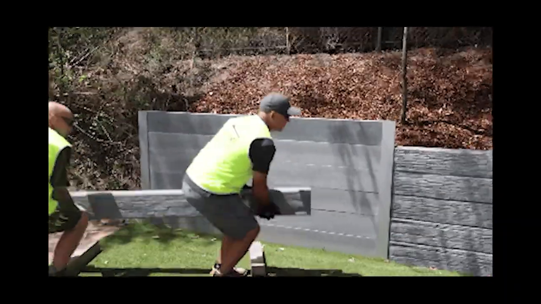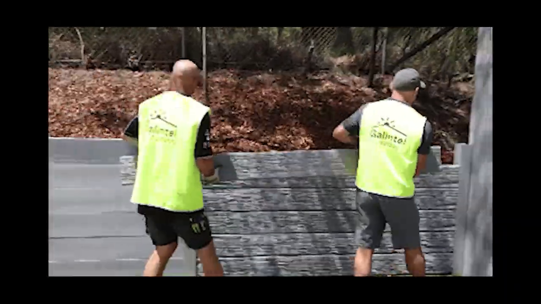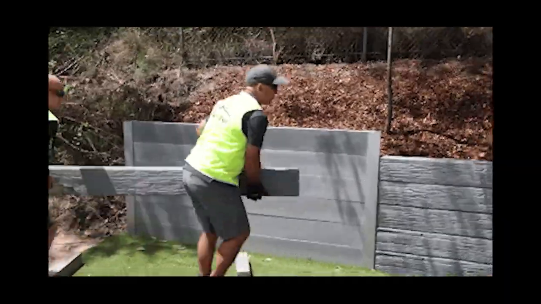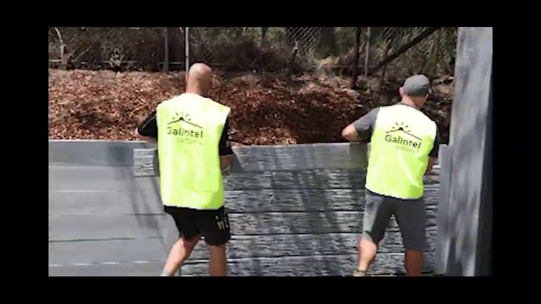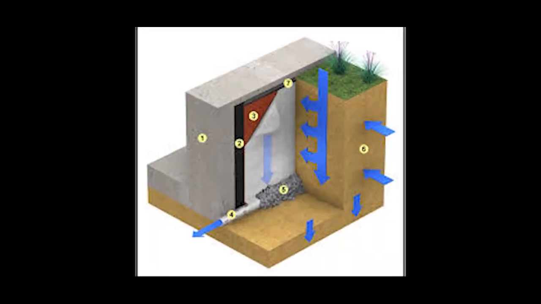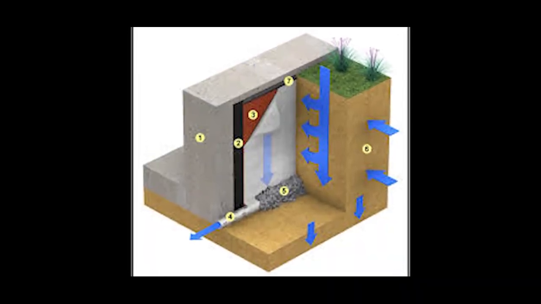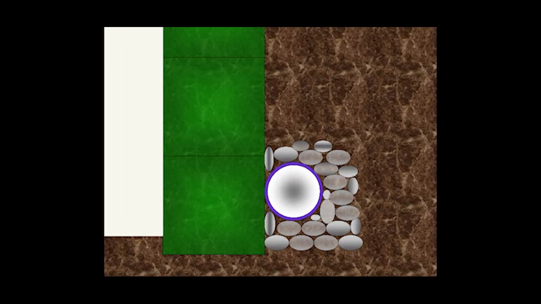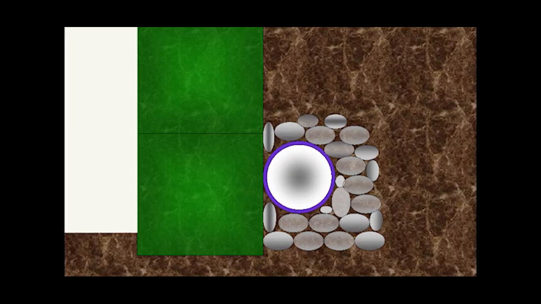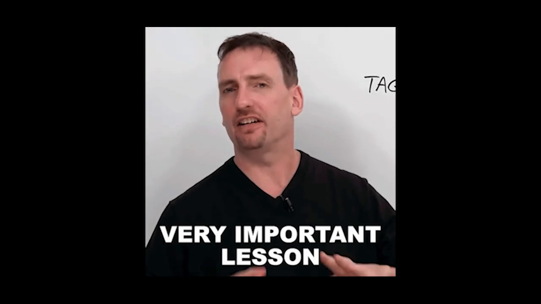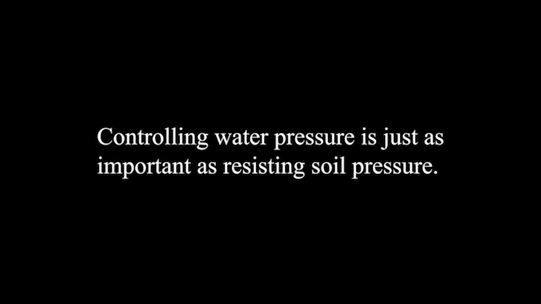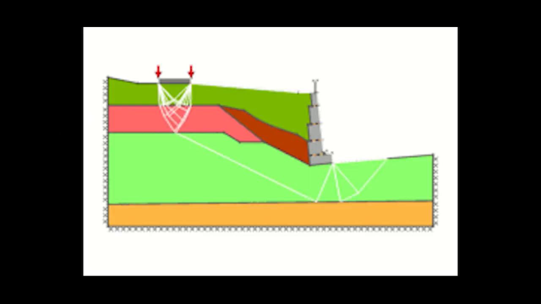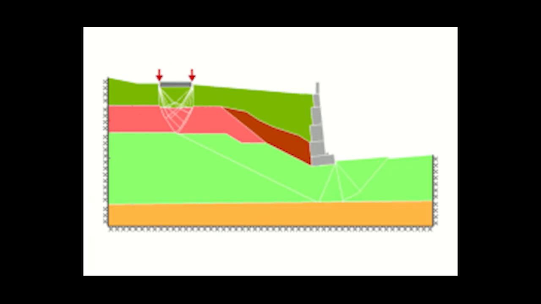The soil pushes sideways against the wall. The wall stems resist the lateral force through bending strength. The base slabs help prevent sliding and overturning. Drainage is also very important. If water builds up behind the wall, it creates extra pressure. That is why retaining walls often have gravel and weep holes to allow water to drain. The main lesson from retaining walls is controlling water pressure is just as important as resisting soil pressure. Without proper drainage, even a strong wall can fail.